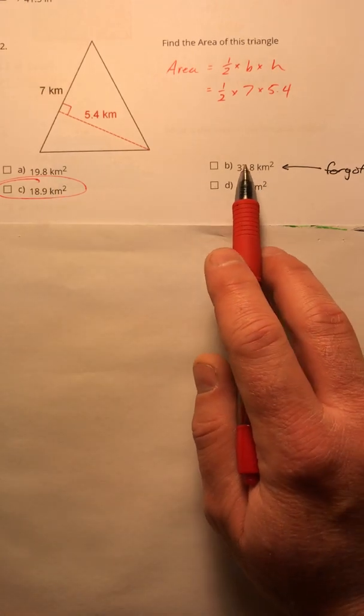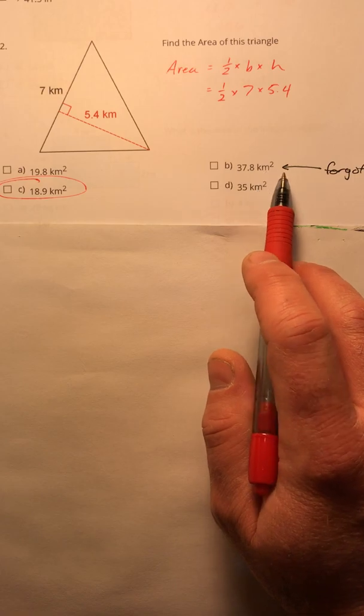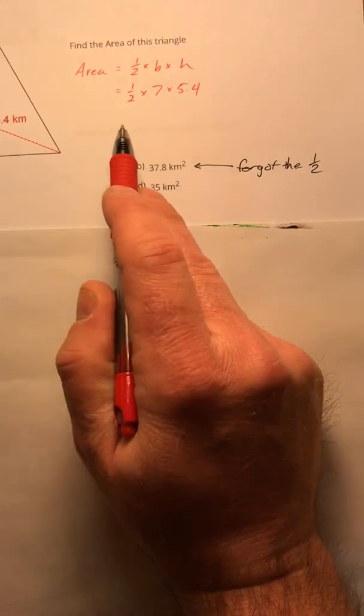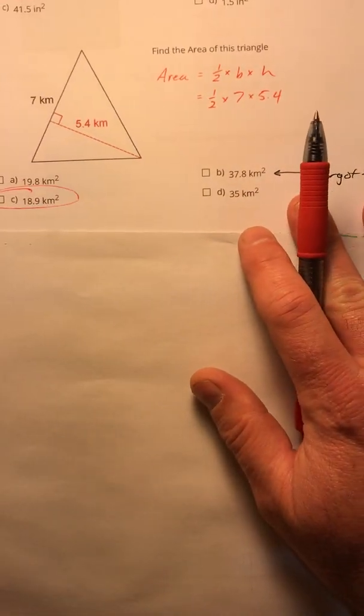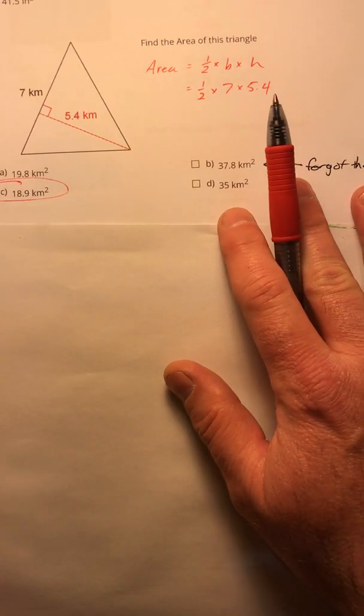I know several people probably got 37.8 square kilometers. If you did that, you forgot about the 1/2 that's in our formula for area of a triangle, which is a really common mistake and one you want to try to make sure you don't duplicate on the test.